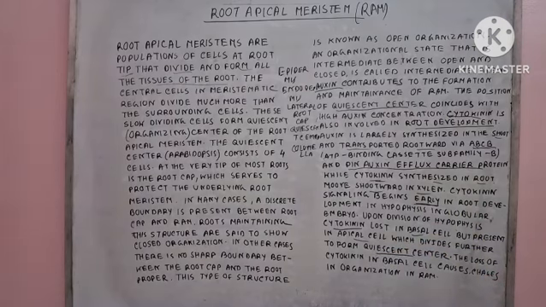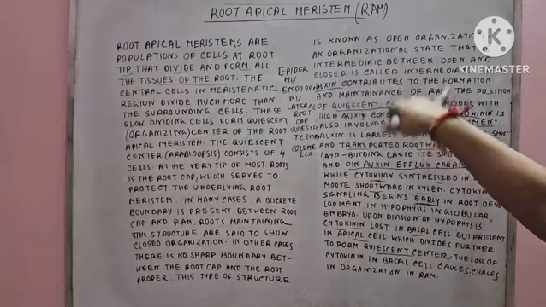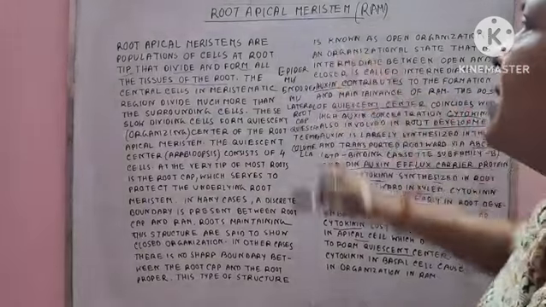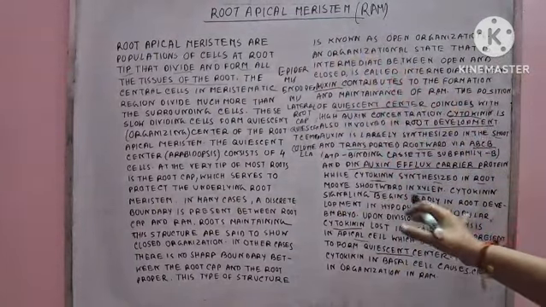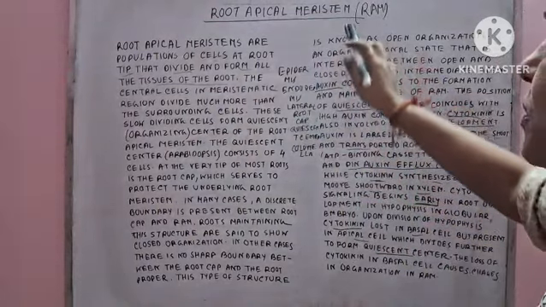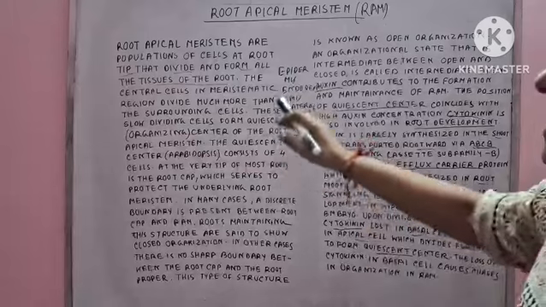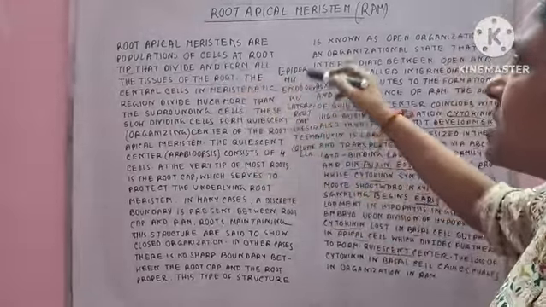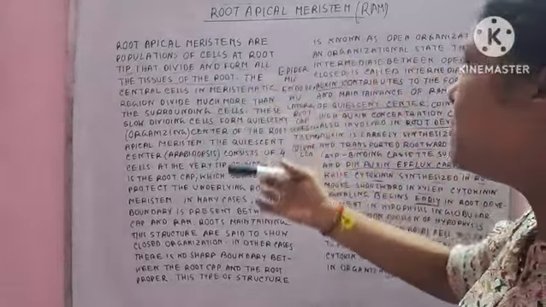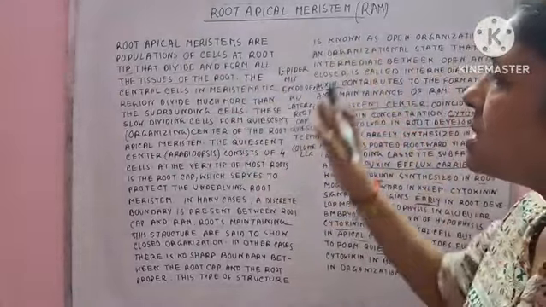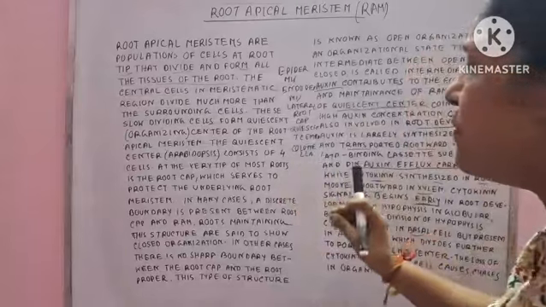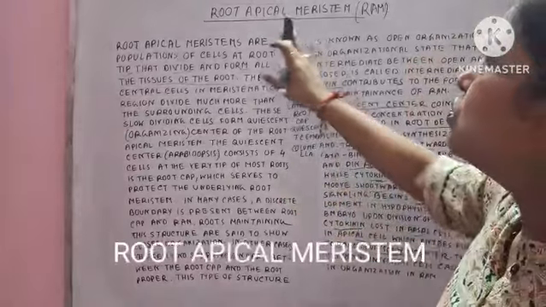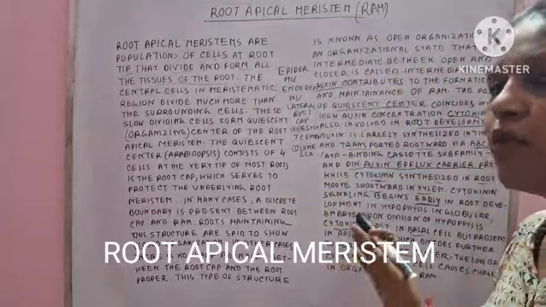Okay, so this is the brief explanation of the root apical meristem. That means how these hormones are involved in the formation of the root apical meristem, and which tissues are involved, endodermis, epidermis, etc. So this is the very brief description about the root apical meristem formation.